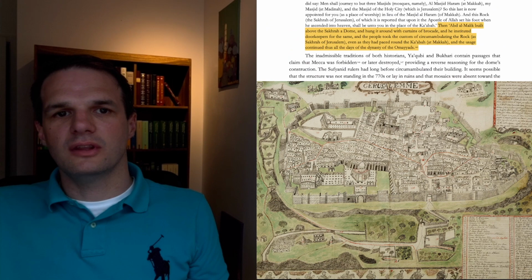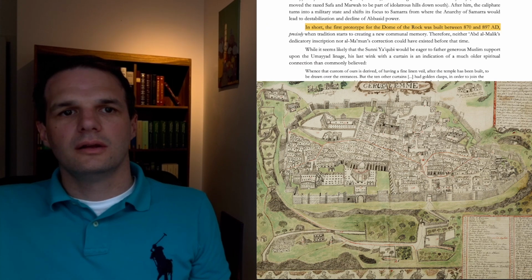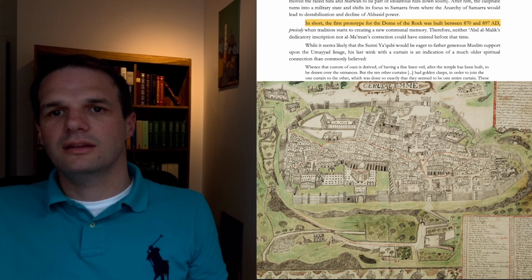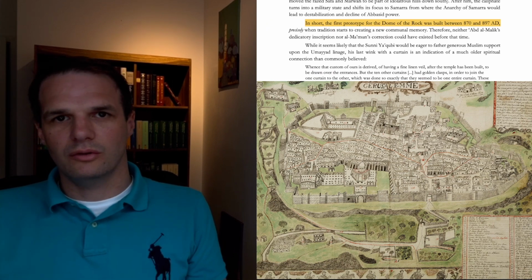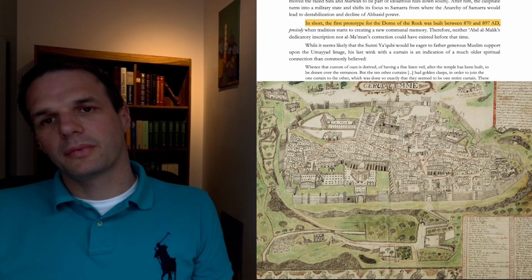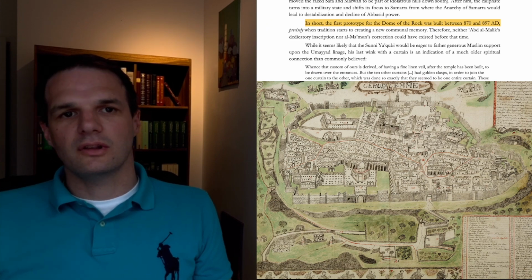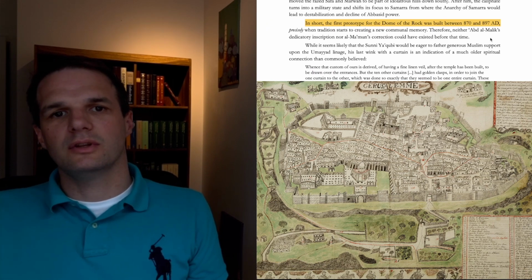Okay, so that seems to confirm the classical story. What does AJ make of it? He says, in short, the first prototype of the Dome of the Rock was built between 870 AD and 897 AD. How does he get to those numbers? Well, in 870, he concluded there was no Dome of the Rock because of what Bernard the Monk said. But in 897, clearly there was a Dome of the Rock, and it was attributed to al-Malik, just like what we think today. So it must have been built in between.